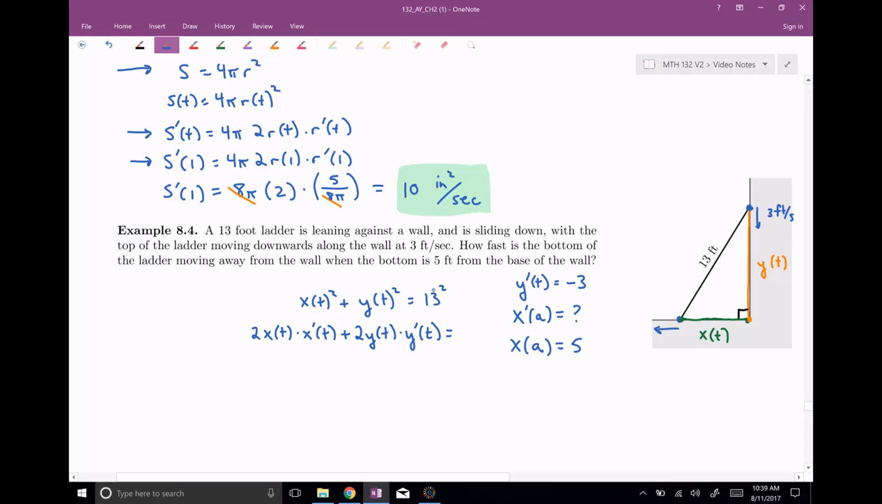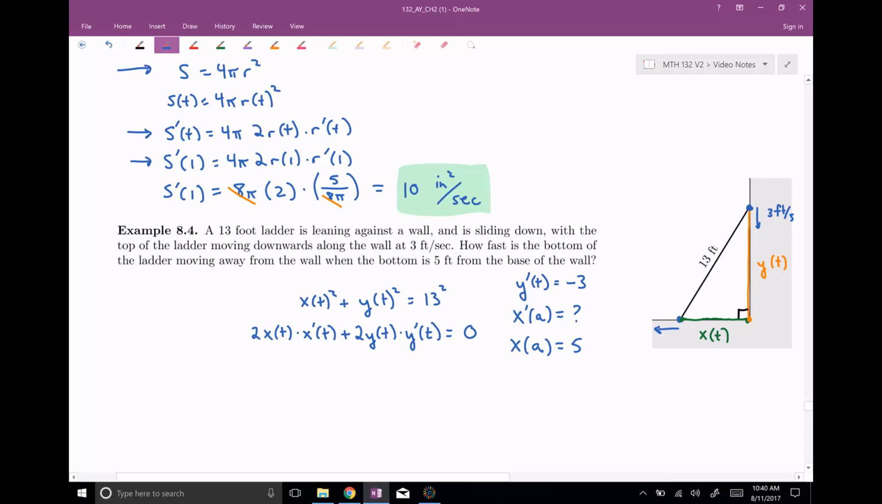So the big thing here is that this is a constant, so this is equal to 0. One common mistake that I see is people try to do the power rule to this, right? But this is not x squared, it's 13 squared, so it's a constant and it has a derivative of 0. Okay. Now, one thing that we could do is go ahead and divide through by 2 on both sides.